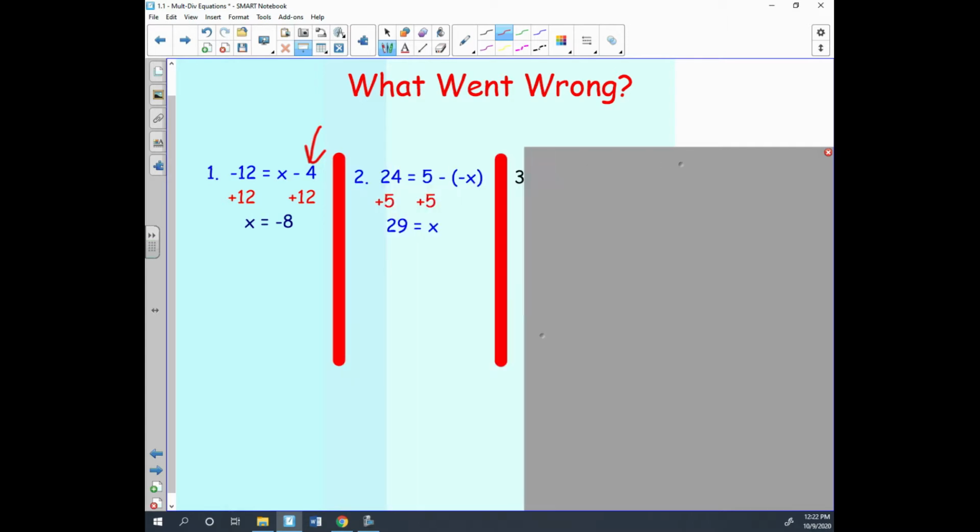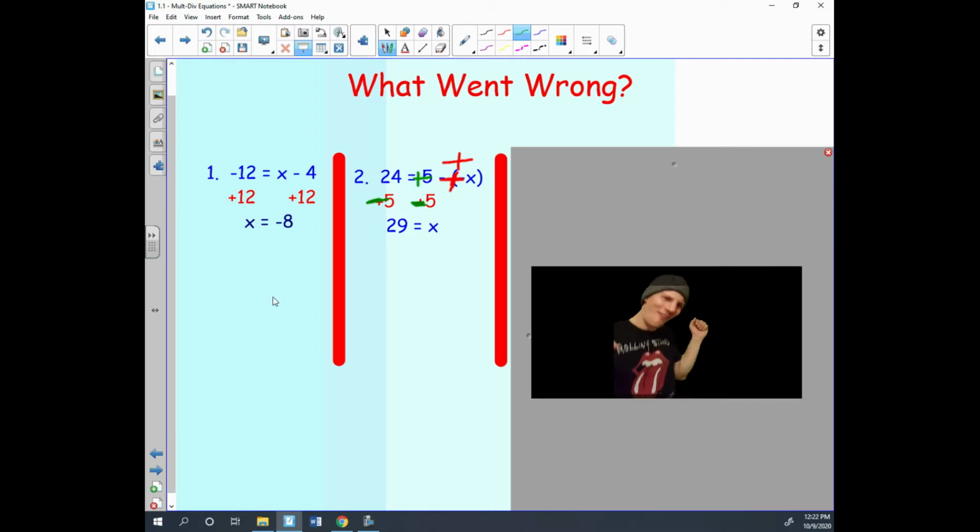Next one. Take a look at number 2 real quick and tell me, what did they do wrong? Something happened. If you look, this should be a plus, right? Because the minus negative turns into a plus x. So that means this 5 is really a positive 5. If I wrote a plus and a plus, that looks kind of weird. So it means we need to minus those from each side. And so 24 minus 5 gives me 19.